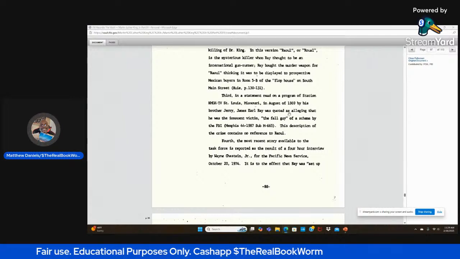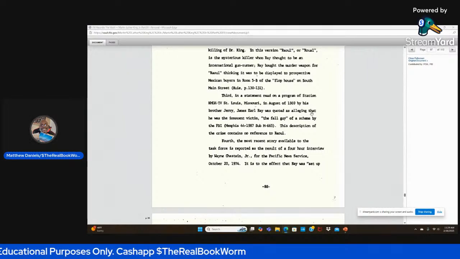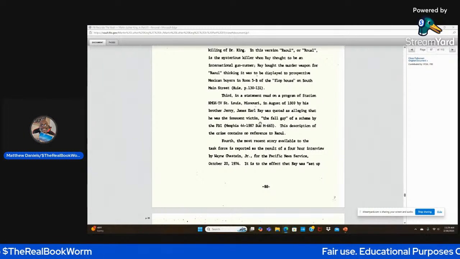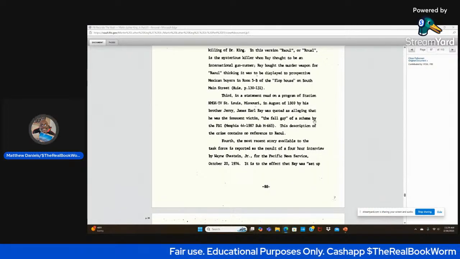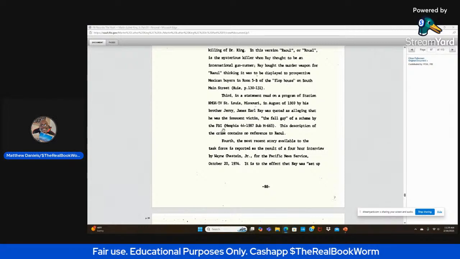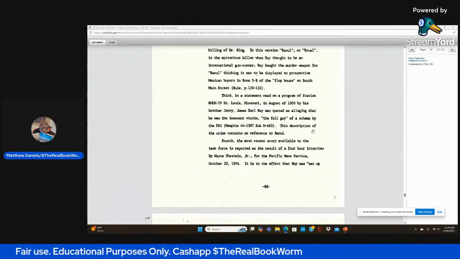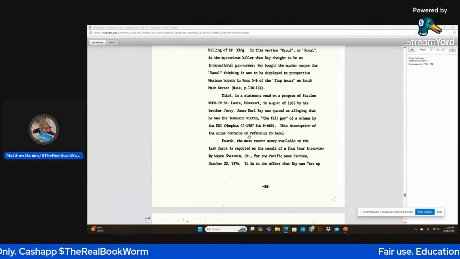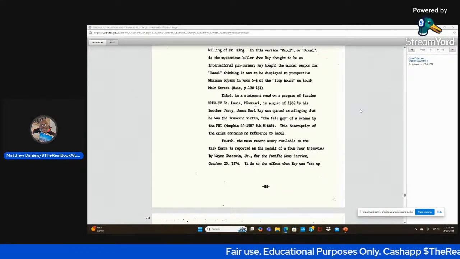James Earl Ray was quoted as alleging that he was the innocent victim, the fall guy of a scheme by the FBI. This description of the crime contains no reference to Raul.